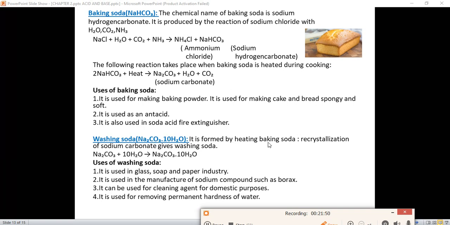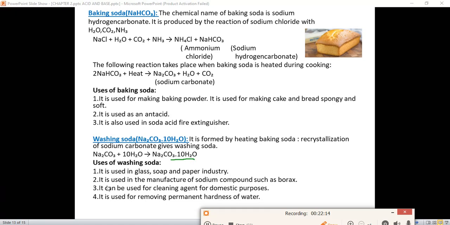It is formed by heating baking soda. Recrystallization of sodium carbonate gives washing soda. How is it formed? When we heat baking soda, we get sodium carbonate. And when we recrystallize the sodium carbonate, we get washing soda. It means when we add 10 molecules of water to it, we get Na2CO3.10H2O.